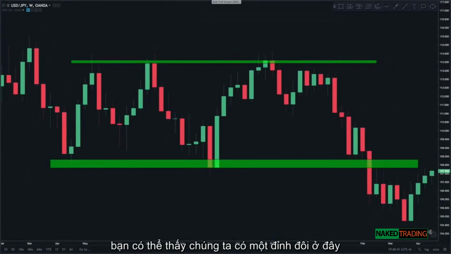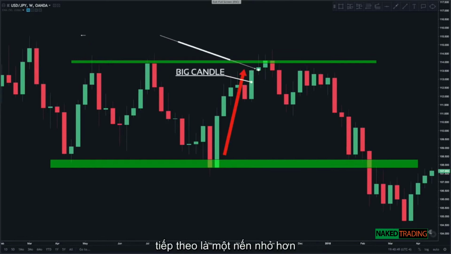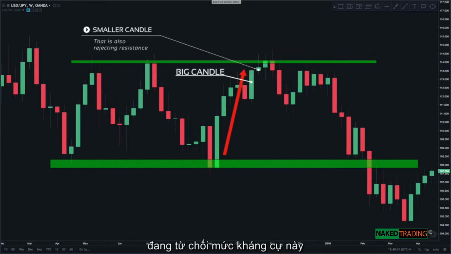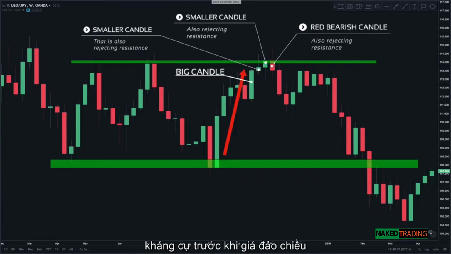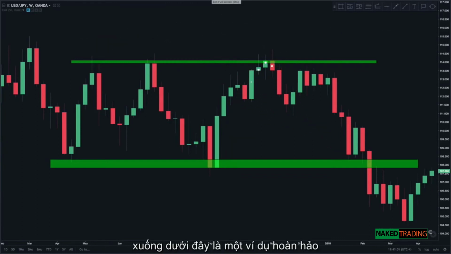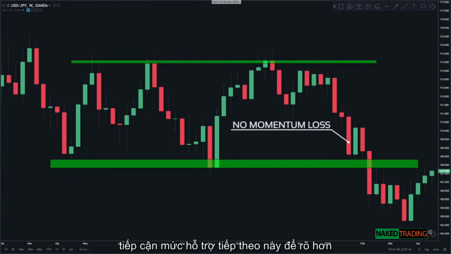Here's the dollar-yen. You can see we have a double top here making this resistance. As price comes up and approaches this level, we have a big candle followed by a smaller candle that is rejecting this resistance, another candle rejecting resistance, and then finally a red candle also rejecting resistance before price reverses downwards.